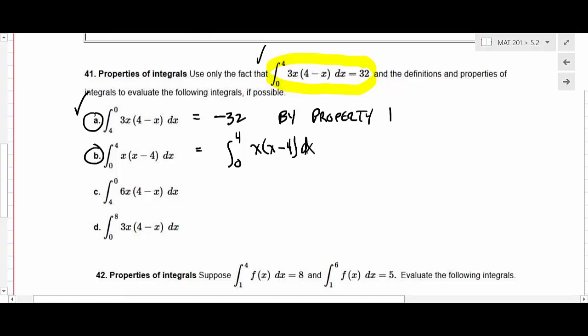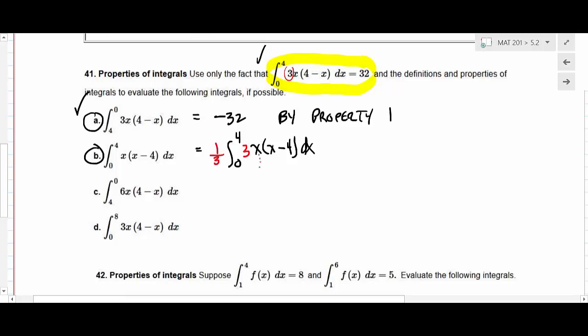Students a lot of times just kind of get lazy and quit putting it there. You need to have that there. Okay, what I want is a 3. So what I'm going to do is put a 3 in there. But I've changed the problem. So what I can do to keep from changing the problem is put a 1/3 there, right?